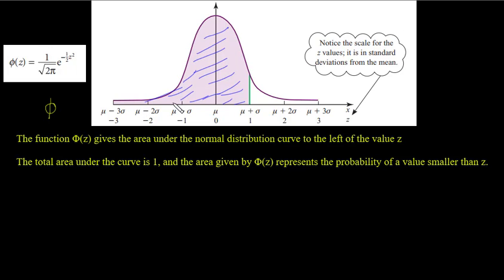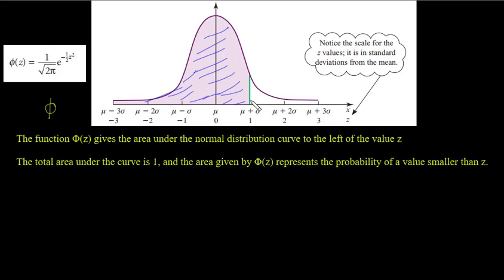The thing you have to remember is that phi of z only gives the area to the left of that value, not to the right. As we know, the total area under the curve is always equal to 1, and the area given by z represents the probability of a value smaller than z.